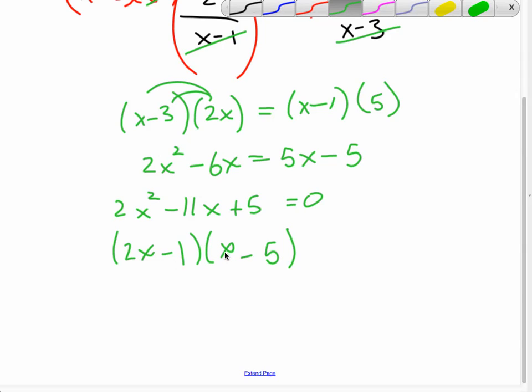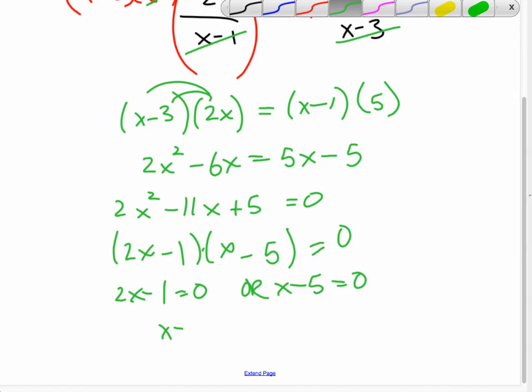Let's check. 2x squared minus 10x minus 1x is minus 11x. Minus 1 times minus 5 is plus 5. Yep, so I guessed right. So now I can use the zero property. When two things multiply and get 0, one of them has to be equal to 0. So 2x minus 1 is 0, or x minus 5 is equal to 0.